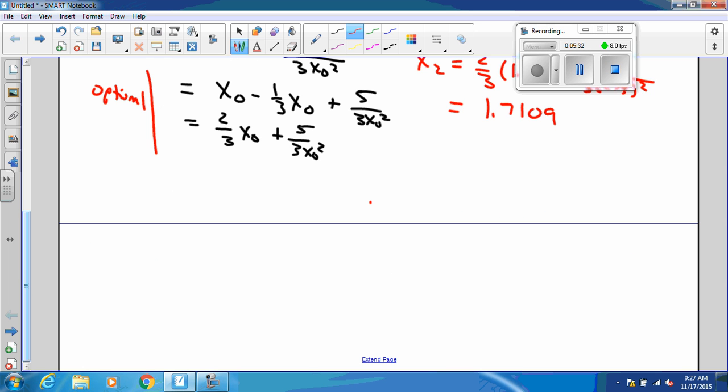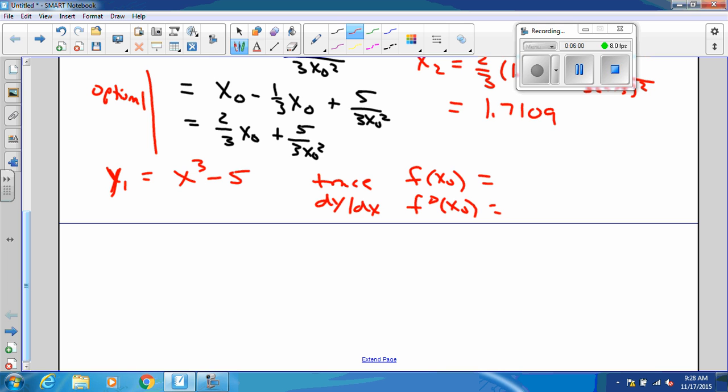What I would do if I were doing this on the calculator, if I didn't want to be fancy about it, is I would let y1 equal my function, x to the third minus 5. And then, using trace and dy/dx, I would get the values of f of x0 and f prime of x0. Write those in my table, and then do the computation on the main screen from there.